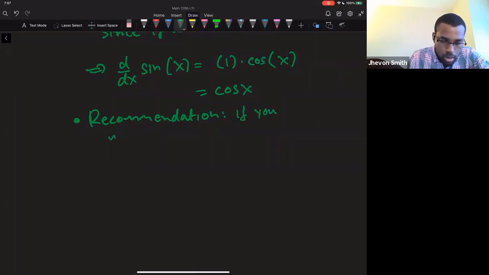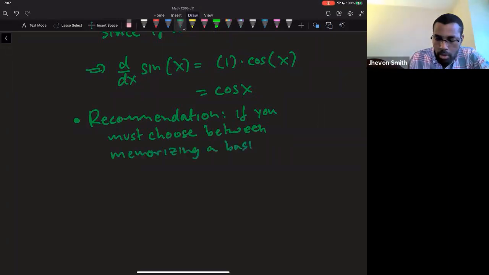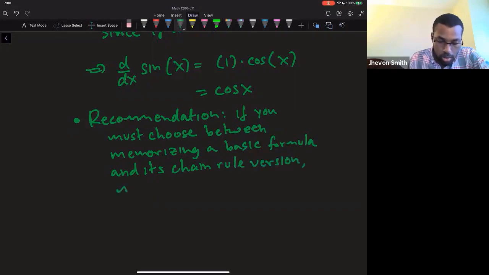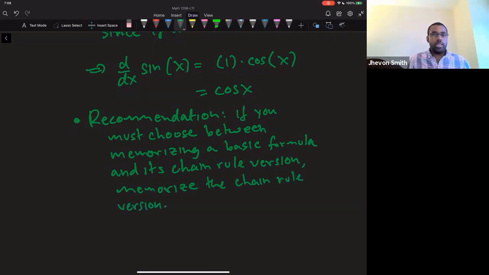If you must choose between memorizing a basic formula and its chain rule version, memorize the chain rule version. It's the better one to memorize.